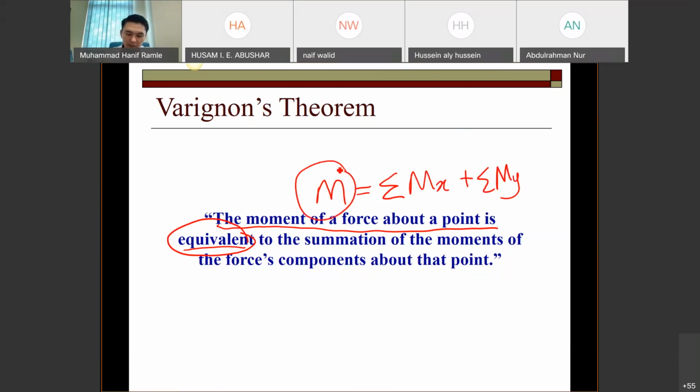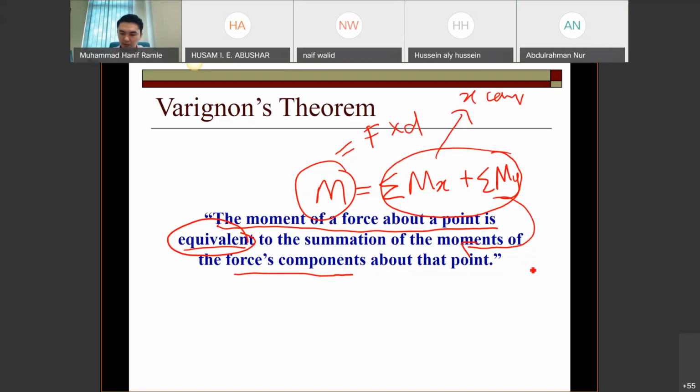The moment of a force comes from F times D. It is equivalent to the summation of moments of the force components. So we do have an x component and a y component. So this is the meaning of Varignon's theorem. Okay, do you get it? Guys, do you get it? Yes, doctor. Okay, so let me explain further.